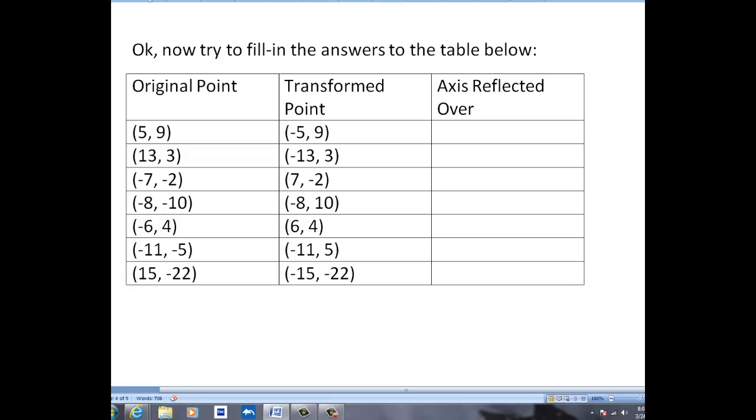Okay, now try to fill in the answers to the table below. I've given you the original point, I've given you a transform point, and try to fill in which axes that point must have been reflected over, either x-axis or the y-axis.